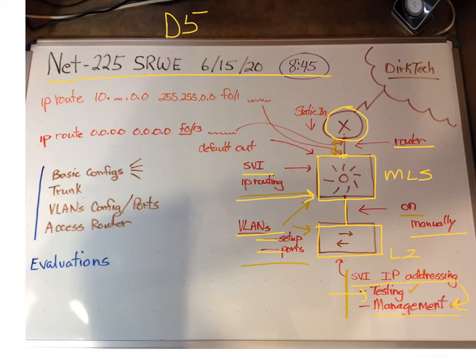These are router connections, right? And so we need a default out inside the multi-layered switch, and in the router we need a static route pointing back in to find those 10 networks. So their basic configs: trunk, VLAN and port, and then the access router, to be able to access the router. Key things they should have set up, and then they were going to look at their evaluations and see if they had any questions.